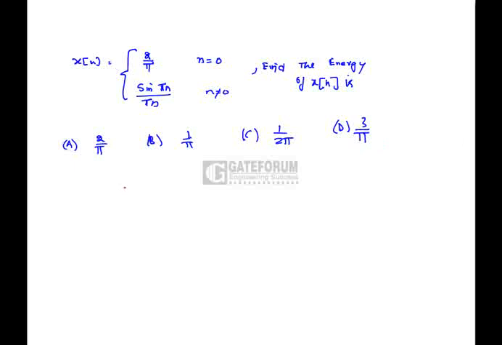Here the sequence x of n is given, and we have to find the energy of the given sequence. We know that the energy of x of n is nothing but the summation from n equals minus infinity to infinity of x square of n. If we solve this summation, we will get the energy of x of n as 2 by pi, hence option A is correct.